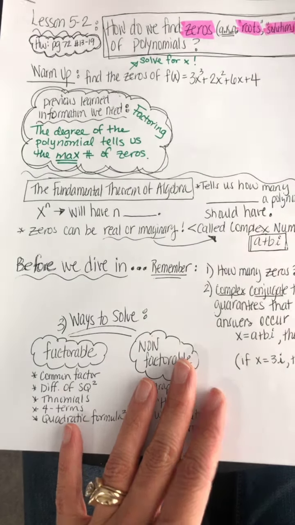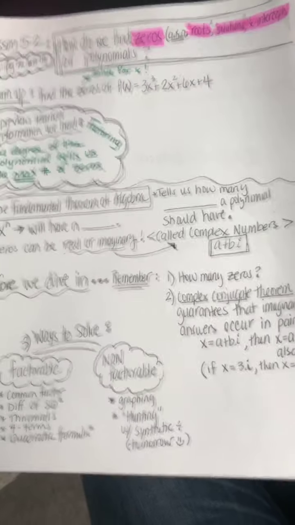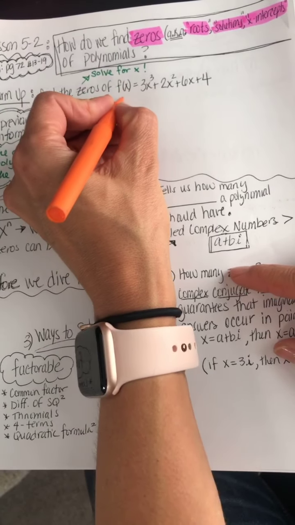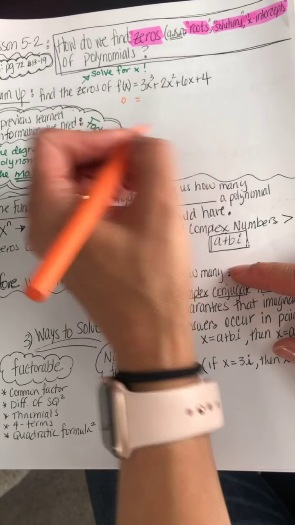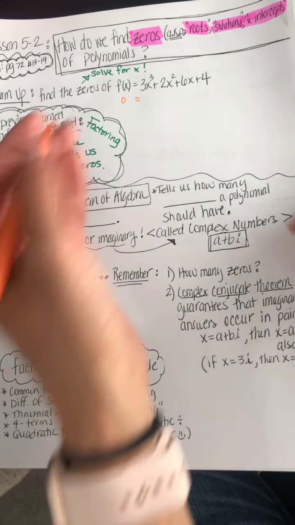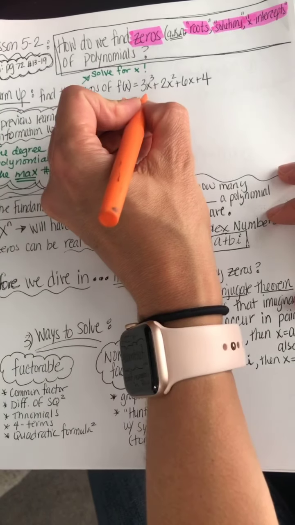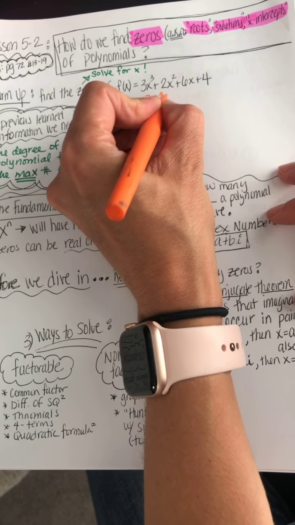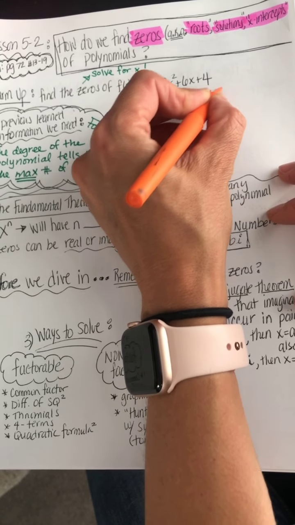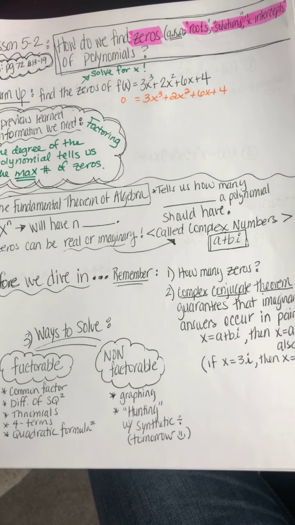All right, so let's start it off. When we are solving for x, I need to tilt this because I'm a lefty. We change the y or the f of x to a 0 because we're solving. We're trying to find the zeros of the graph where it crosses the x-axis. That's where the y value is 0. 3x cubed plus 2x squared plus 6x plus 4. Okay, and there are exactly 4 terms.